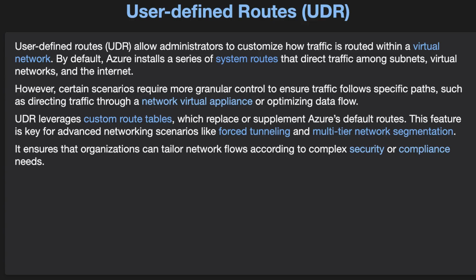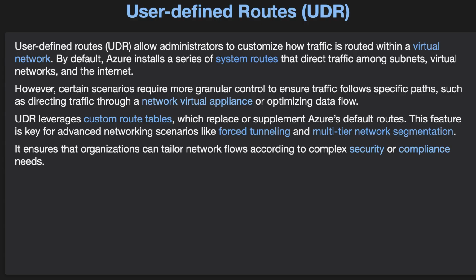User-defined routes, UDR, allow administrators to customize how traffic is routed within a virtual network. By default, Azure installs a series of system routes that direct traffic among subnets, virtual networks, and the internet. However, certain scenarios require more granular control to ensure traffic follows specific paths, such as directing traffic through a network virtual appliance or optimizing data flow.